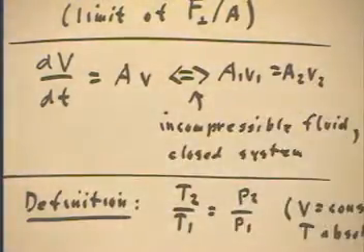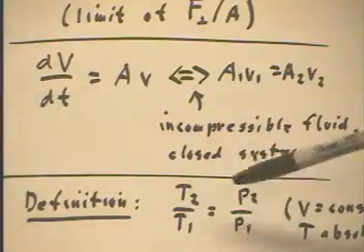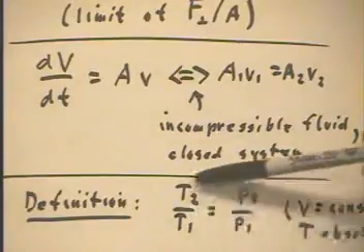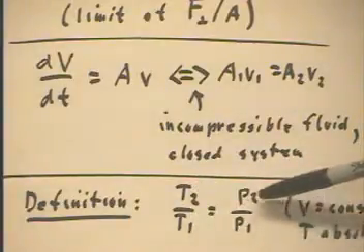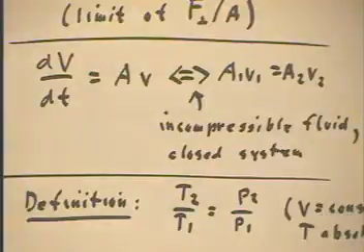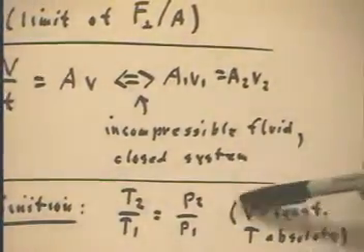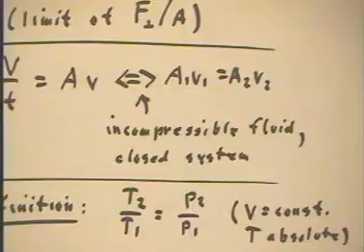Okay, the definition here is the definition of temperature. We've done this implicitly in class, but the definition we're going to use is that the ratio of two temperatures is the ratio of the two pressures if we have a closed system with a fixed amount of an ideal gas. That is, a constant volume with a constant amount of ideal gas.